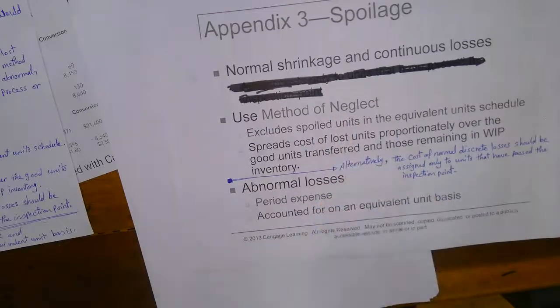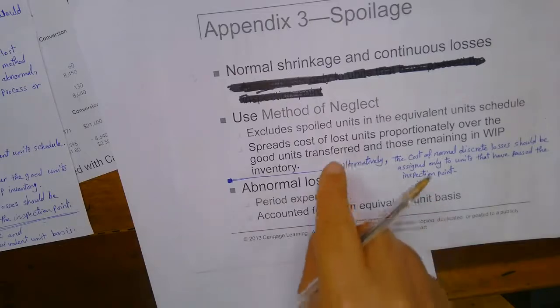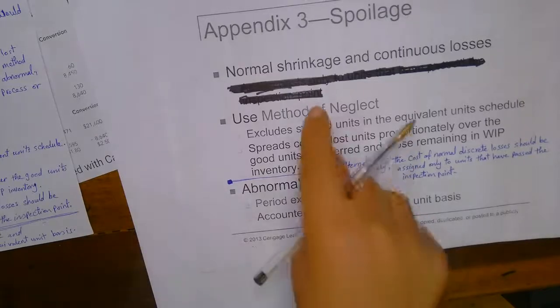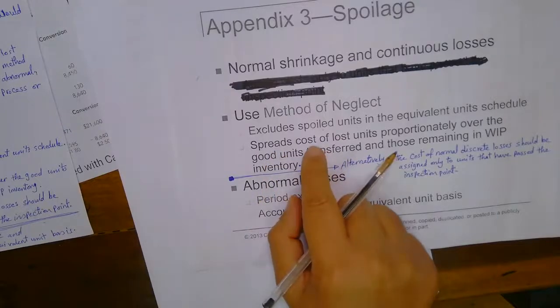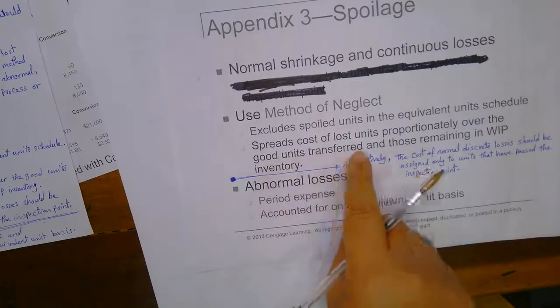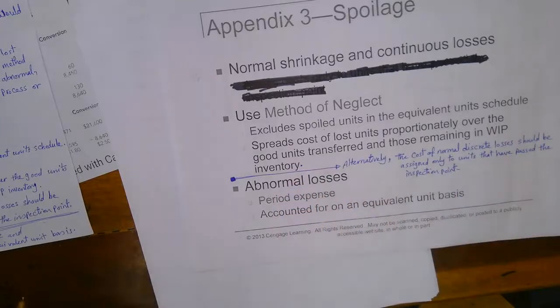When we calculate in step number 3, when we come to calculate the spoiled units, we ignore them as if they don't exist. This method spreads the cost of lost units proportionally over the good units transferred and those remaining in work in process inventory. So in the neglect method, we exclude spoiled units in the equivalent units schedule and spread the cost of lost units proportionally over the good units transferred and those remaining in work in process.